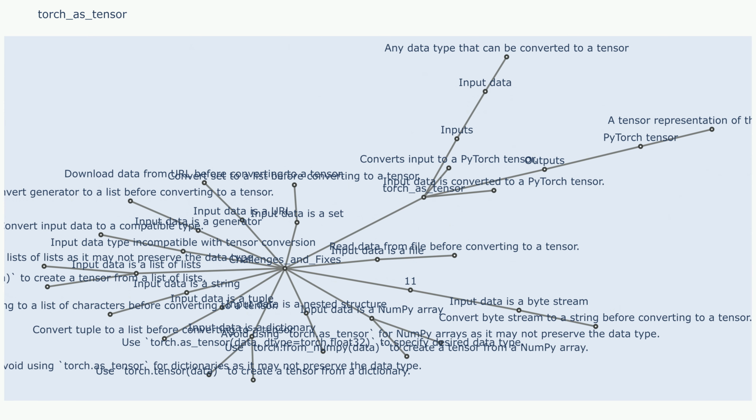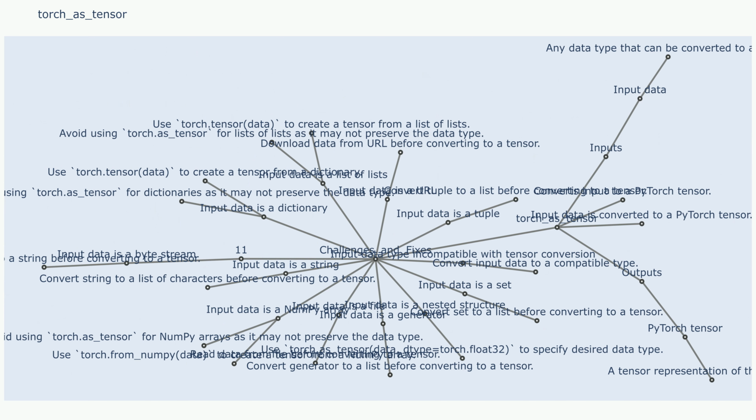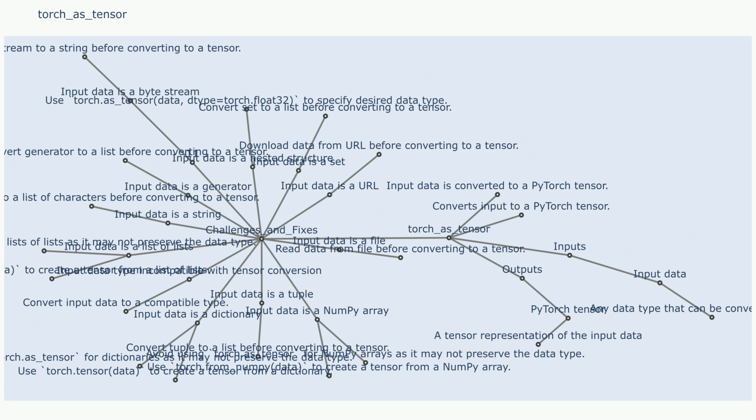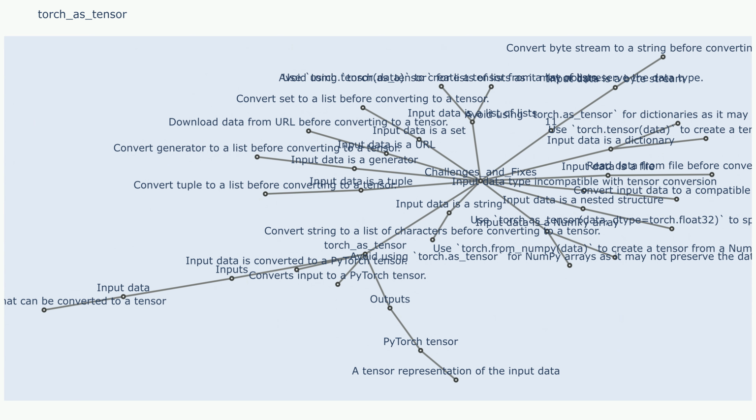Inputs. Data. The input data to be converted into a tensor. This can be various types like lists, tuples, NumPy arrays, or other PyTorch tensors. dtype, optional. The desired data type for the tensor. If not specified, it defaults to the data type of the input. device, optional. The desired device for the tensor. If not specified, it defaults to the device of the current tensor or the default device if no tensor is present. Outputs. Tensor. A PyTorch tensor containing the converted data.